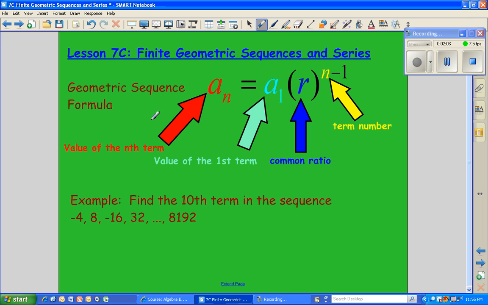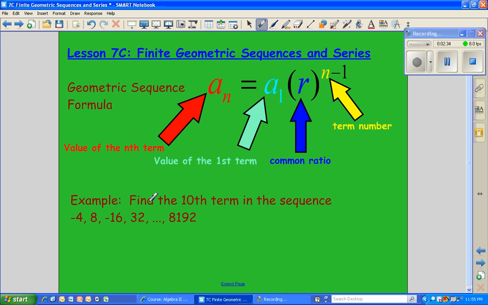All right, so just like before, we had a formula to work with arithmetic sequences. You also have a formula to work with geometric sequences, and that formula says a sub n is equal to a sub 1 times r to the n minus 1 power. So a sub n is the value of the nth term, a sub 1 is the value of the first term, r is that common ratio we just talked about, and n is the term number.